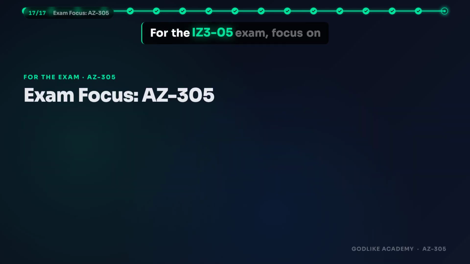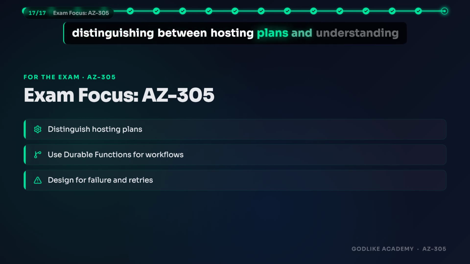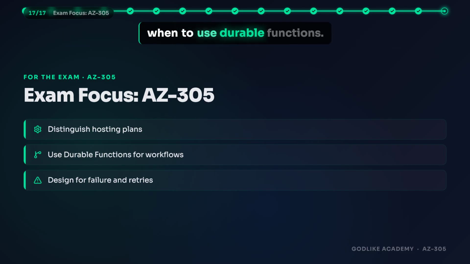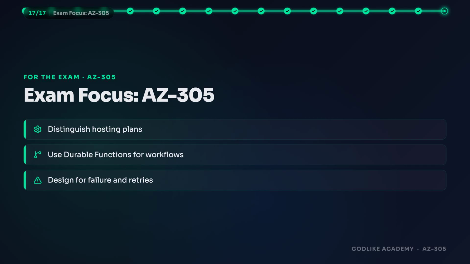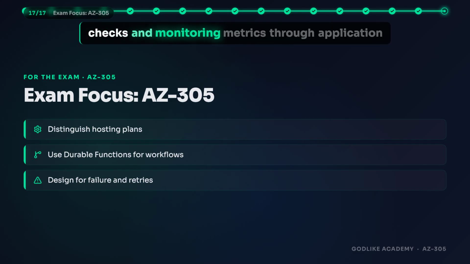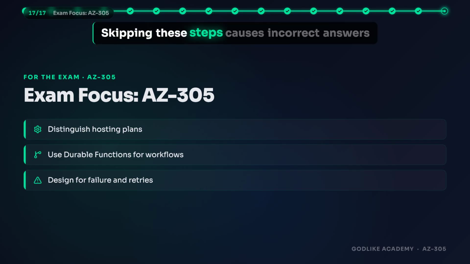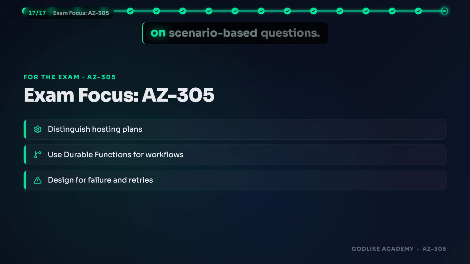For the AZ-305 exam, focus on distinguishing between hosting plans and understanding when to use durable functions. Always assume your code might run multiple times due to retry policies. Design for failure by implementing idempotency checks and monitoring metrics through Application Insights. Skipping these steps causes incorrect answers on scenario-based questions.